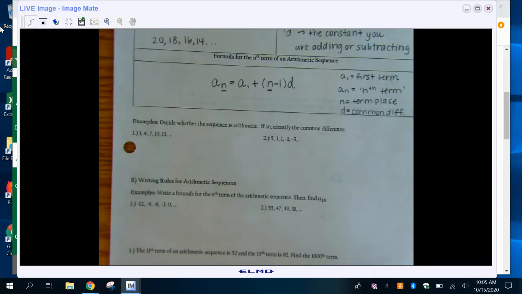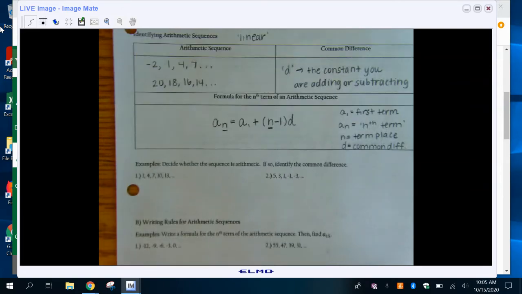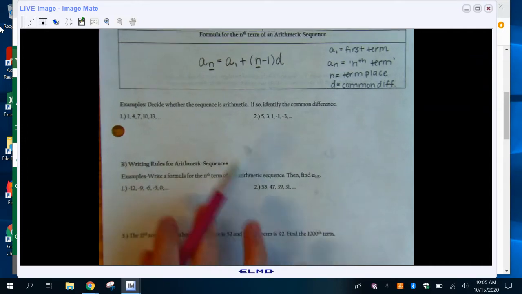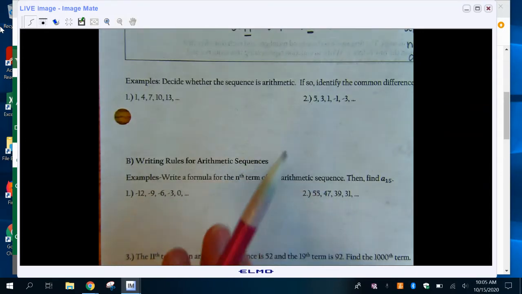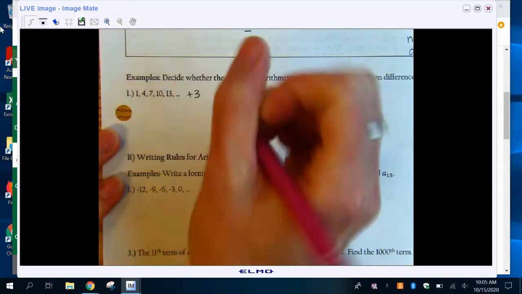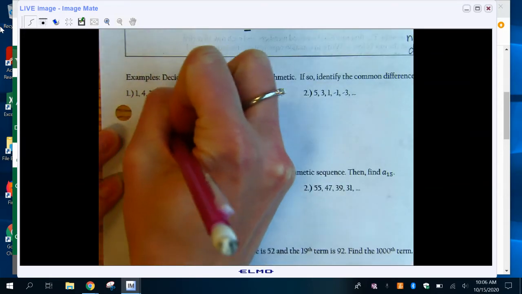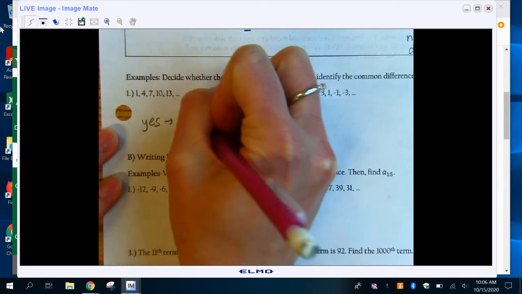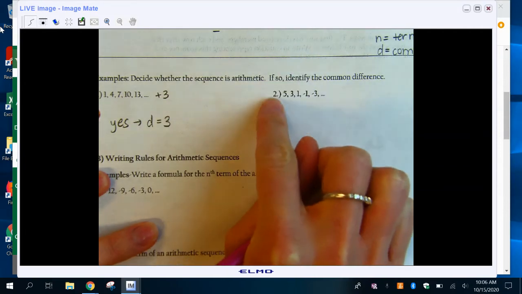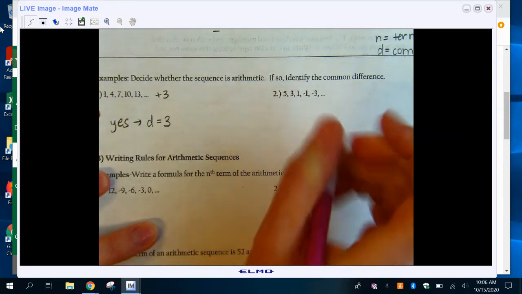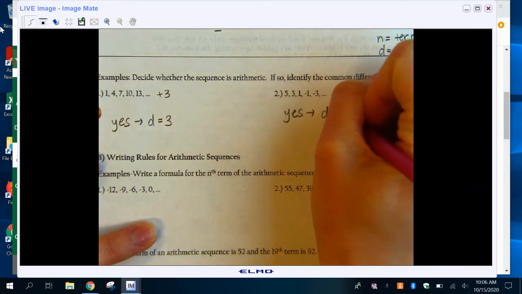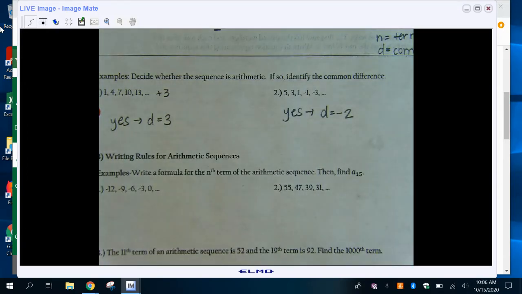So first, just deciding, is this sequence arithmetic or not? Oh, and I realized subconsciously I chose the same values here. So I'm going from 1 to 4 to 7 to 10 to 13. So I'm constantly adding 3, so that means this is arithmetic. My common difference is 3. This one, I'm going from 5 to 3 to 1 to -1. So this is also arithmetic. And I'm subtracting 2, so my common difference would be -2.